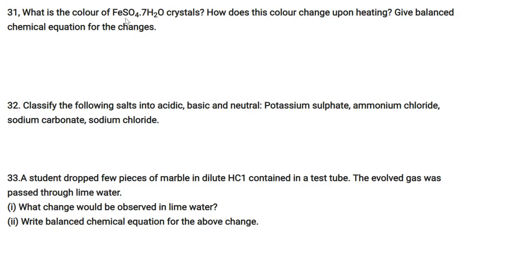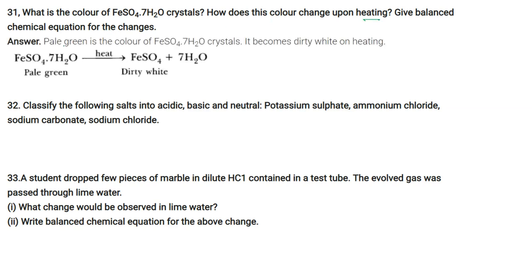What is the color of FeSO4.7H2O crystals? How does this color change upon heating? Give the balanced chemical equation for the changes. So FeSO4.7H2O crystals are pale green, and they become dirty white when we heat them.